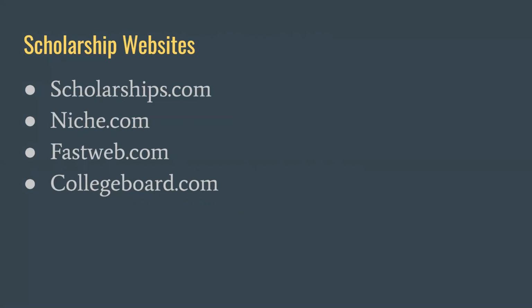So you can make an account with any of these. Scholarships.com is good, Niche, FastWeb, and then College Board as well. I know FastWeb is what I signed up for, and they gave me almost like a daily digest of scholarships that you could apply for. And again, very random. Some involve no effort at all, just signing up for something, and others will require you to do an essay.